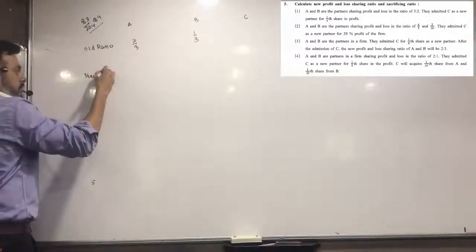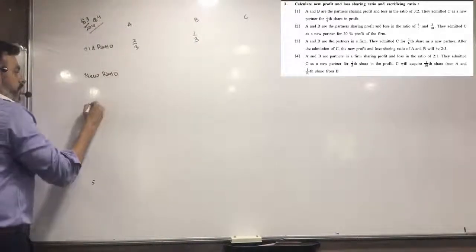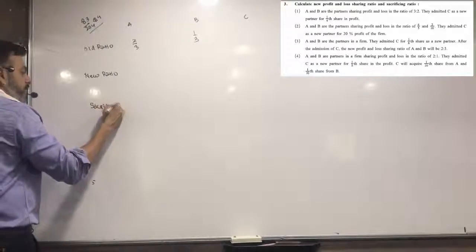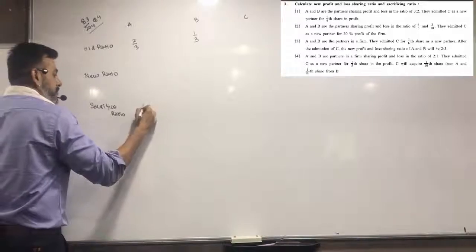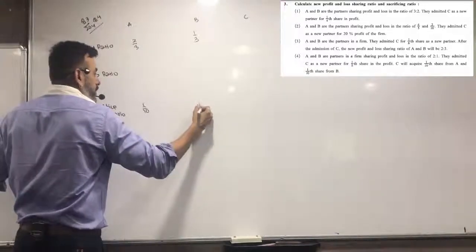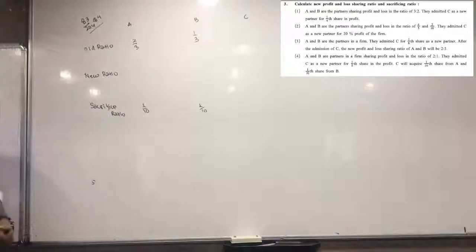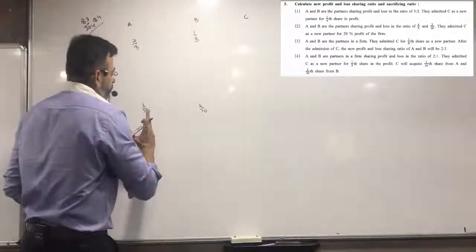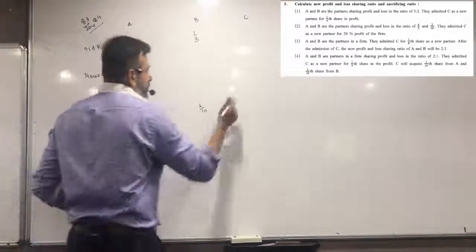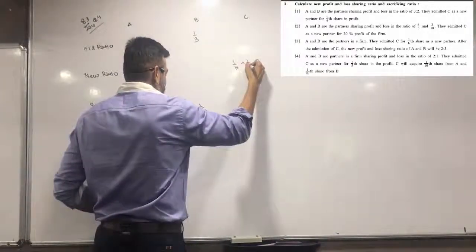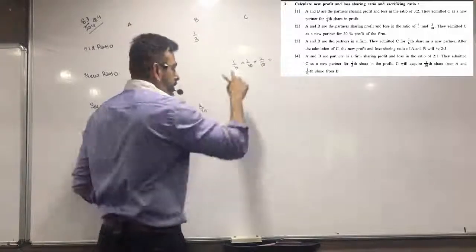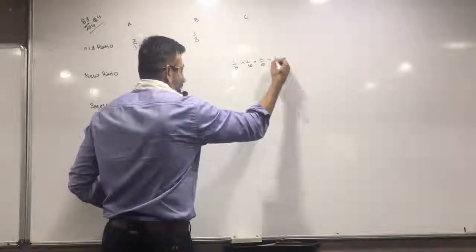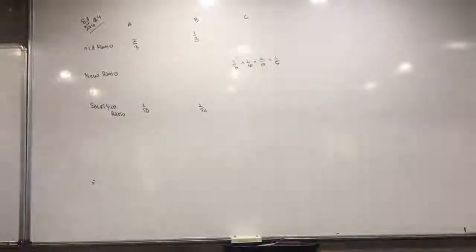Now the new ratio, we have no clue of it, but we have the sacrifice. Now the sacrifice ratio is 1 by 10 from A and 1 by 10 from B. So now very simple, sacrifice of A plus sacrifice of B. So 1 by 10 plus 1 by 10, 2 by 10, not 2 by 20. Okay, 2 by 10, which is 1 by 5. Now we can find the new ratio.